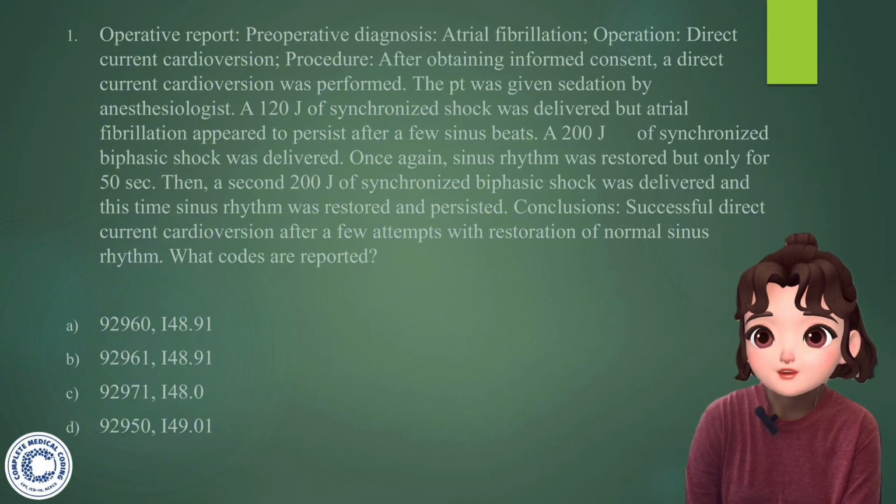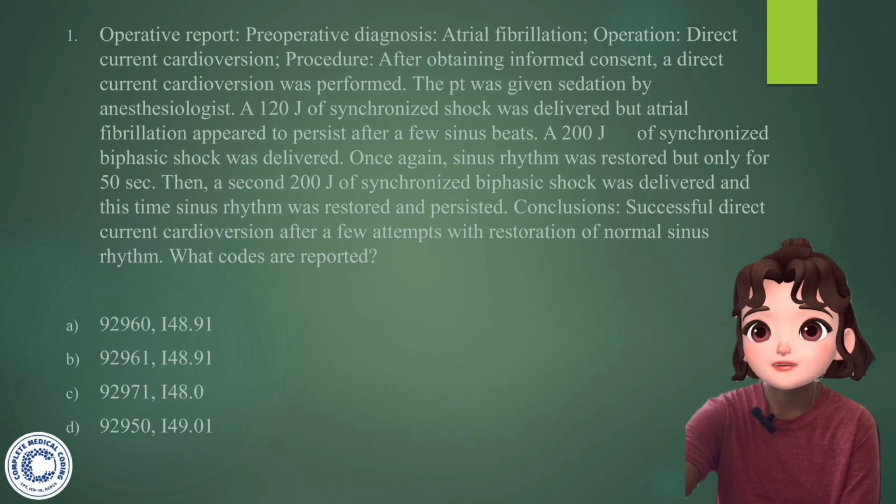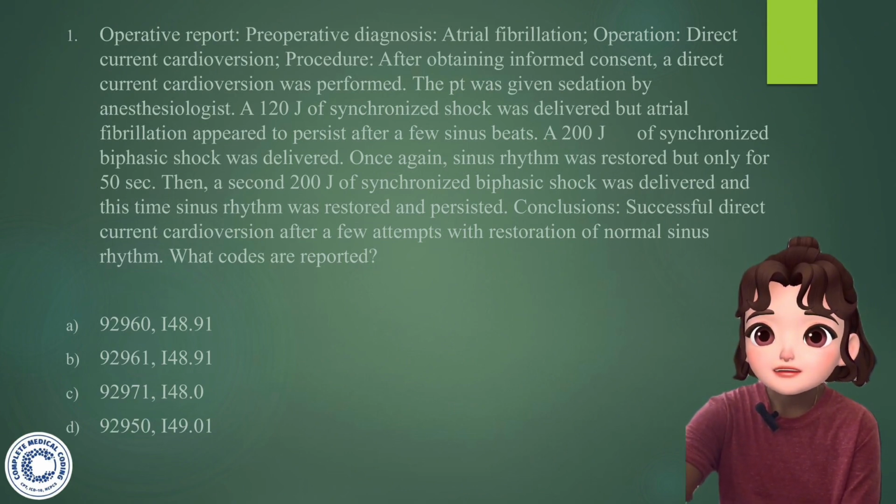Direct current conversion procedure. After obtaining informed consent, a direct current conversion was performed. The patient was given sedation by the anesthesiologist. 120 joule of synchronized shock was delivered, but atrial fibrillation appeared to persist after a few sinus beats. Again, 200 joule of synchronized biphasic shock was delivered. Once again, sinus rhythm was restored, but only for 50 seconds. Then a second 200 joule of synchronized biphasic shock was delivered, and this time sinus rhythm was restored and persisted.